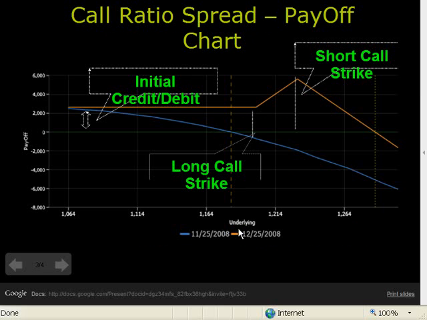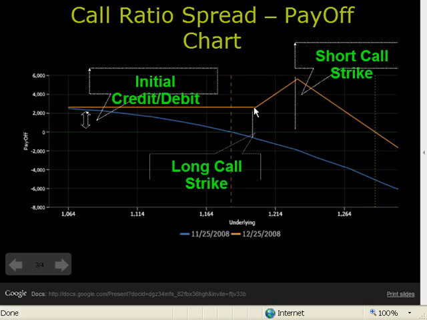The chart has the x-axis as the underlying price and the y-axis as the payoff. We have two curves. The blue curve corresponds to the payoff as of today, which is November 25th, 2008, and the orange curve corresponds to the payoff as of the expiration date, the 25th of December 2008. On the orange curve, the point where the profit starts going up is the long call strike price. The point where the profit starts going down is the short call strike price, and this is the break-even point.